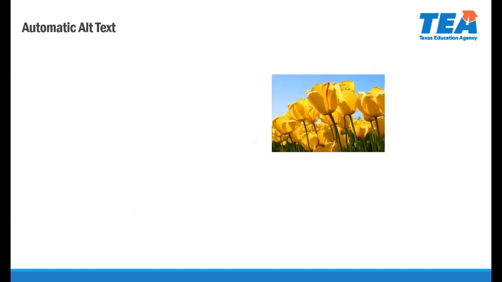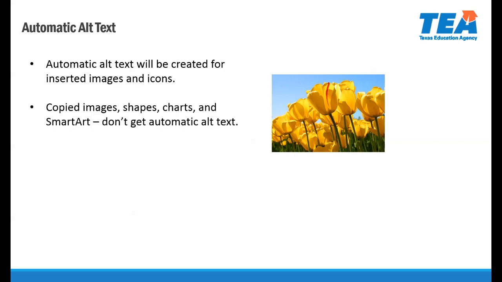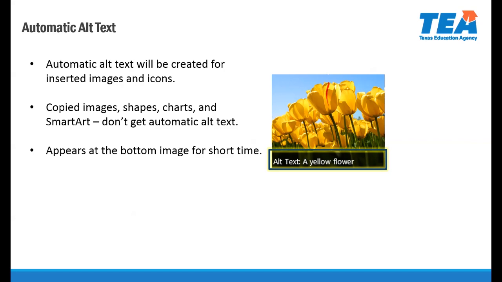A new feature in Office 365 is the automatic alt text. Images and icons inserted onto the document will have automatic alt text created for them. Images that are copied with no alt text, shapes, charts, and SmartArt will not get automatic alt text. When you insert an image onto the document, the automatic alt text will appear at the bottom of the image.